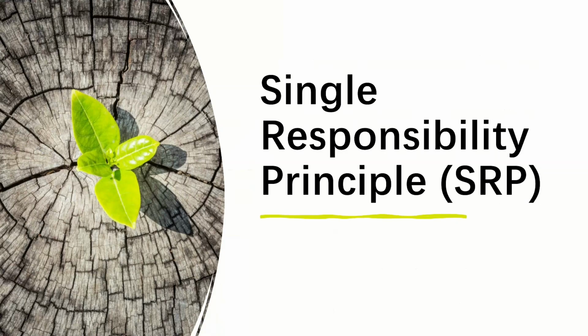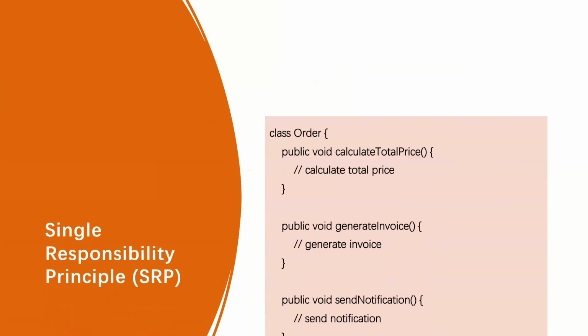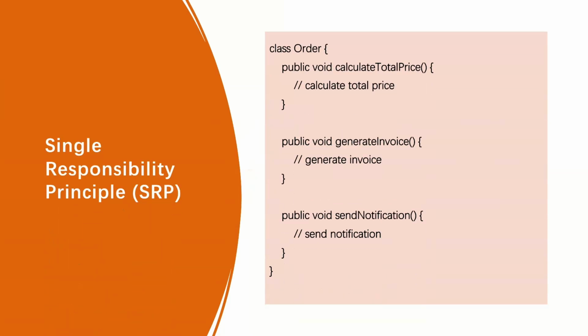Single Responsibility Principle. This principle states that a class should have only one reason to change, meaning it should have only one responsibility or job. Let's understand by example. Look at this order class. Here, the order class is calculating total price, generating invoices, and sending notifications.